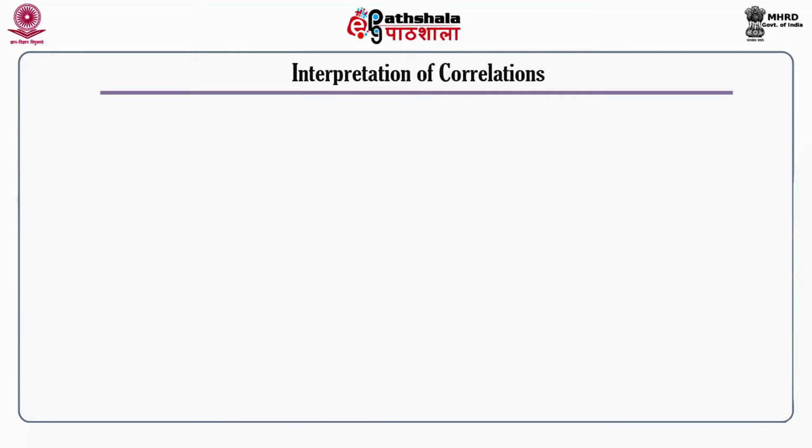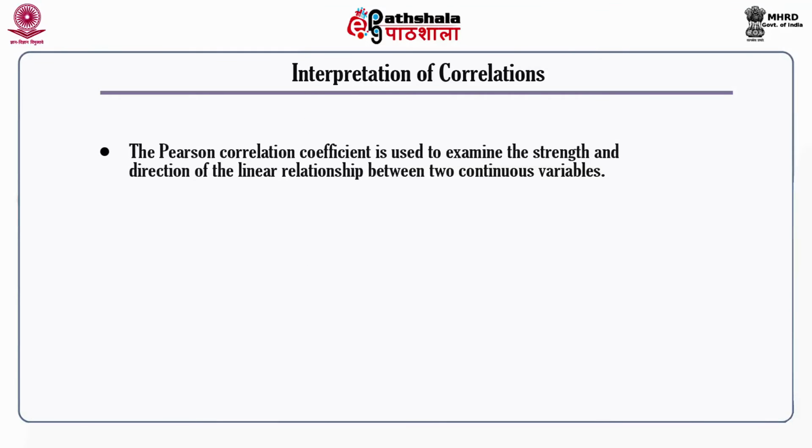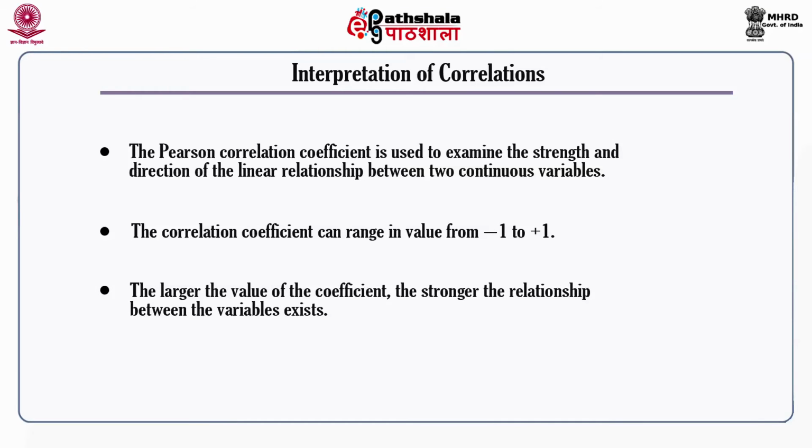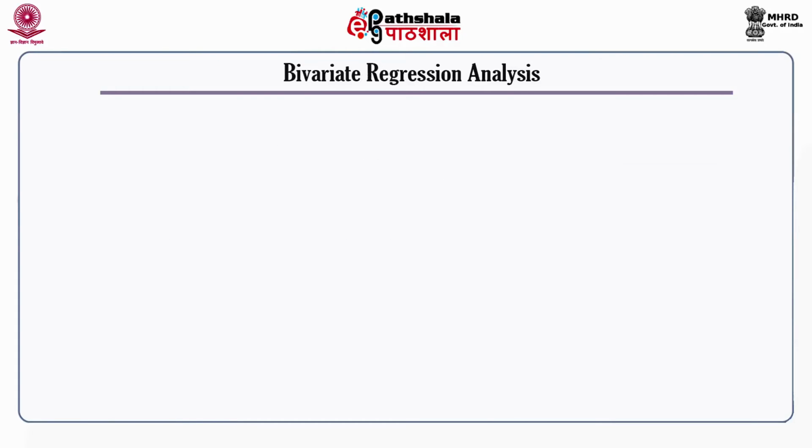Interpretation of correlations. The Pearson correlation coefficient is used to examine the strength and direction of the linear relationship between two continuous variables. The correlation coefficient can range in value from -1 to +1. The larger the value of the coefficient, the stronger the relationship between the variables.